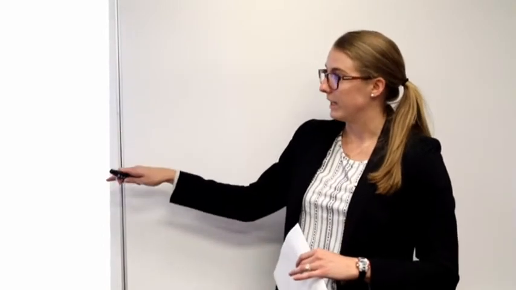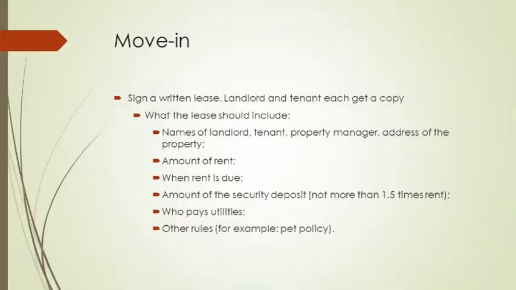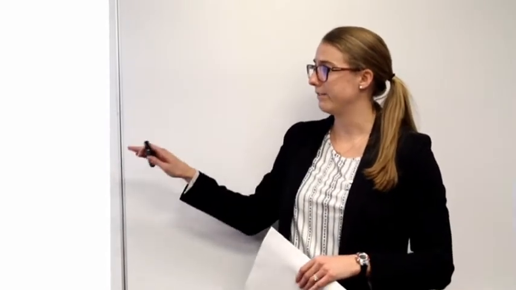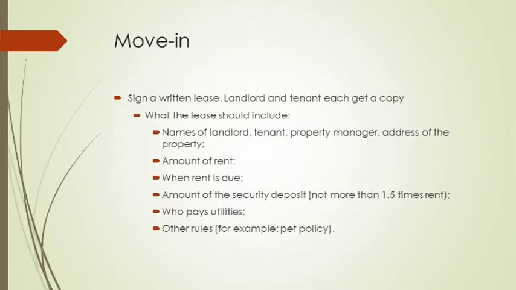So some important things: name of the landlord, name of the tenant, the name of the property manager, if there is one for an apartment complex, or if the landlord's using some sort of agent to manage the property, that needs to be identified there. The address of the property that is being rented. You need to have the amount of rent and when it's due, so that everybody's clear on that. The amount of the security deposit should also be listed in the lease.